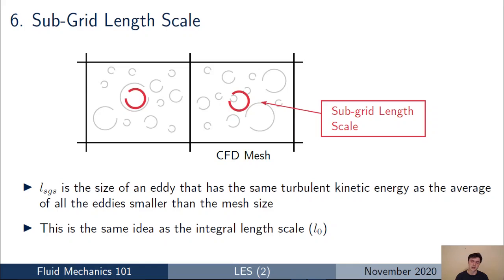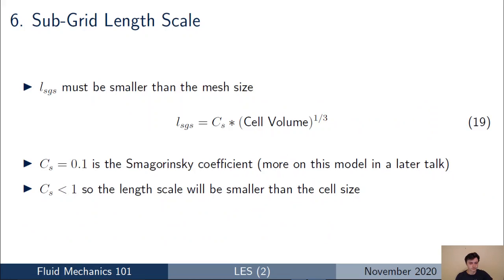And so the length scale, the subgrid length scale, is just the size of that eddy that has the same turbulent kinetic energy as the average of all of those eddies that are stuck within a cell that we haven't managed to resolve. And this is really the same idea as an integral length scale, but now we're just zooming in on a single cell in the CFD mesh.